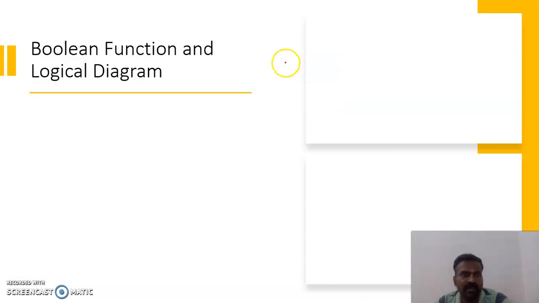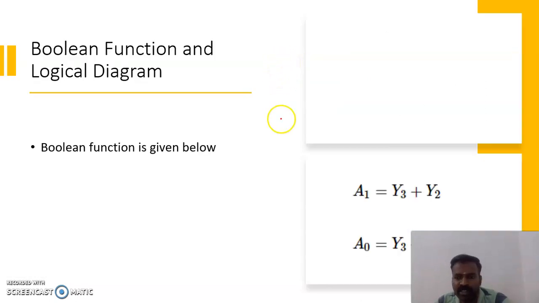So have a look at this. Boolean functions, A1 is equal to y2 or y3 and A0 is equal to y1 or y3. So only one OR gate is needed to represent this A1. Similarly, here A0 also only one OR gate is enough to represent.